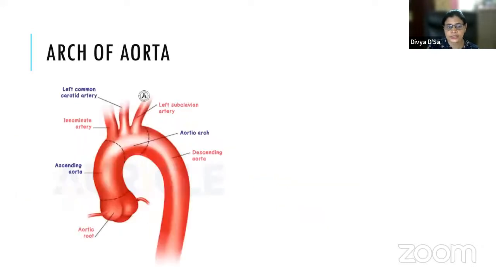So this is the ascending aorta, this is the arch of aorta, and this is the descending aorta. The arch of aorta gives 3 branches: the left subclavian, the left common carotid, and the innominate artery, otherwise called the brachiocephalic trunk, which further gives the right subclavian and the right common carotid artery. These branches supply the upper limbs as well as the head and neck region.